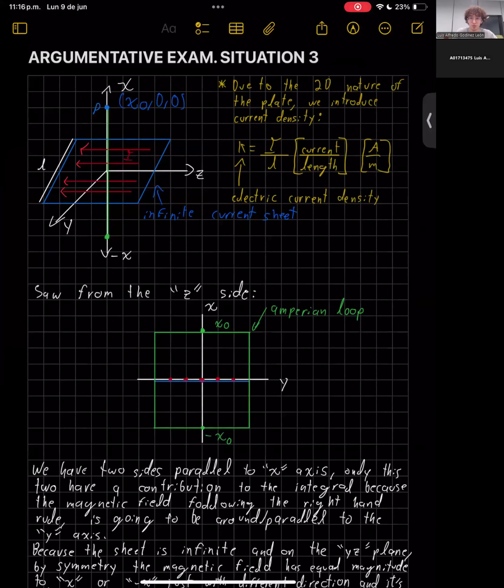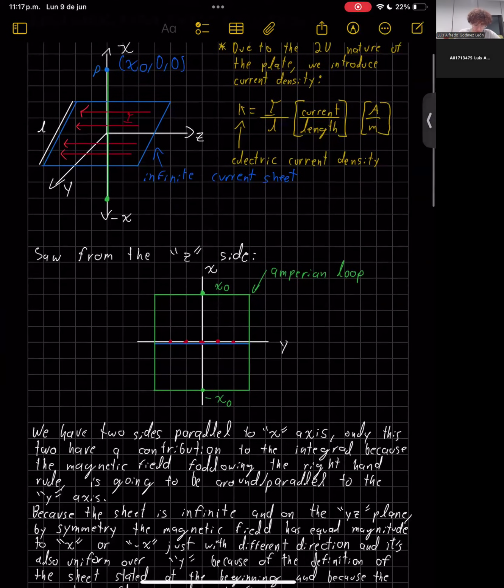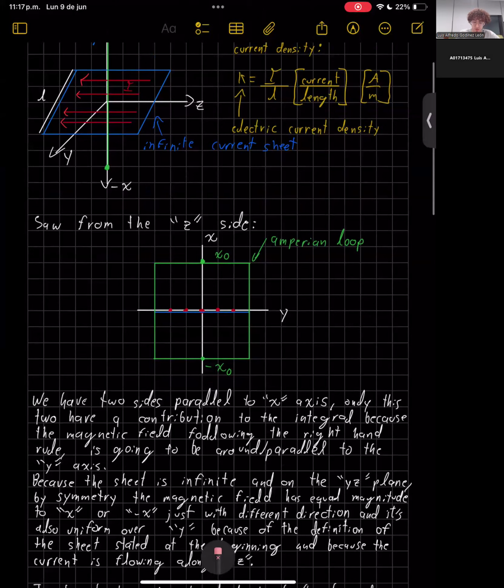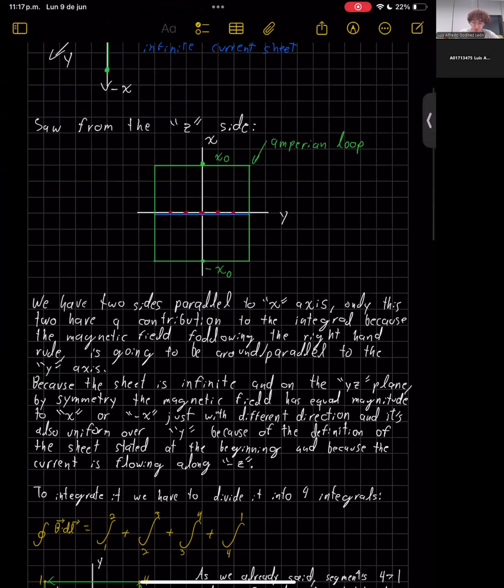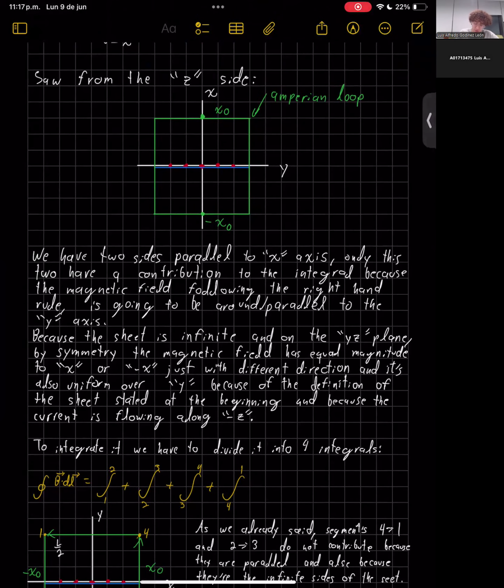Going on to the third problem, situation 3, magnetic field due to an infinite current sheet. So we have here the diagram from the point of view of the Z axis. And we have two sides that are parallel to X axis. And these two have a contribution to the integral because the magnetic field, following the right hand rule, is going to be around or parallel to the y-axis.